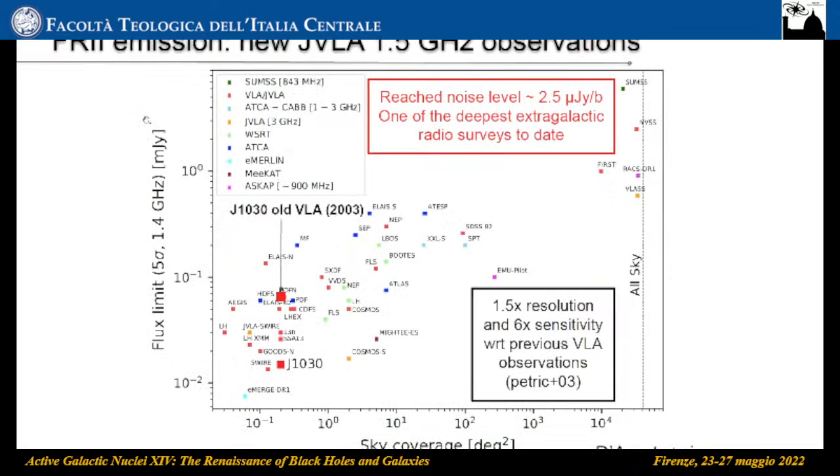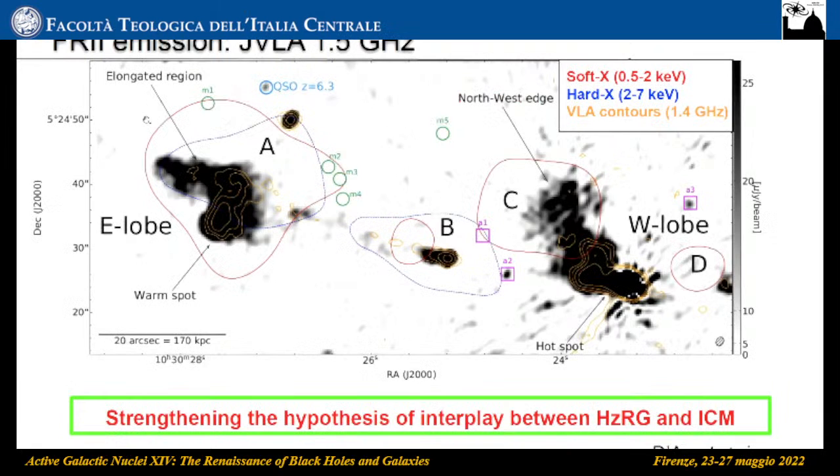So thanks to the JVLA observation, that is one of the deepest JVLA observations collected to date, we can unveil the presence of more diffuse emission in both the lobes of the FR2 galaxy with respect to the previous observation in orange. And this newly detected emission is co-spatial, for example in the western lobe, with the thermal X-ray emission. And also in the eastern lobe, we see that this nicely coincides with the X-ray emission, strengthening the hypothesis of positive AGN feedback, heating the surrounding medium and possibly also triggering star formation in nearby galaxies.